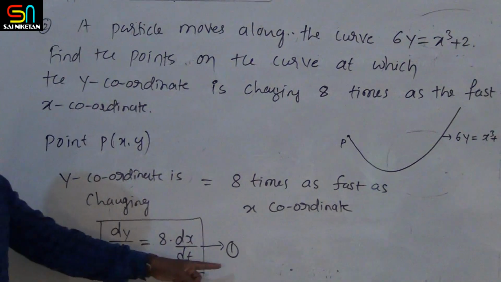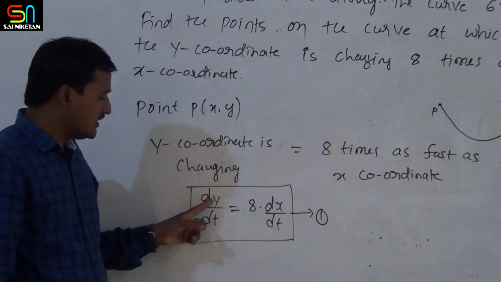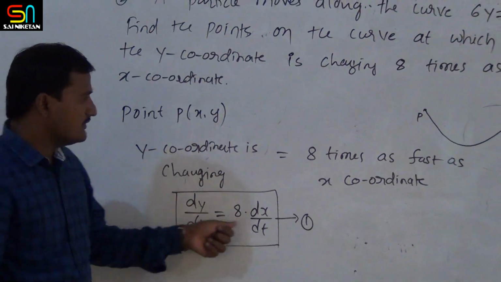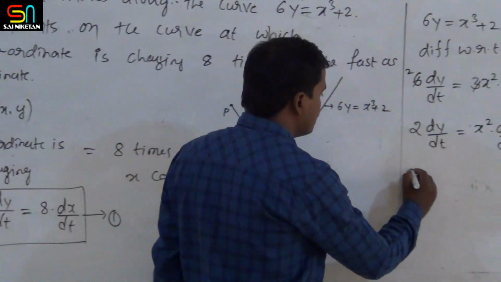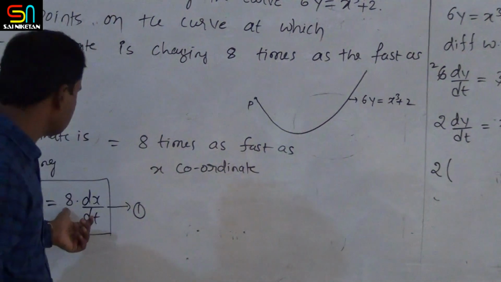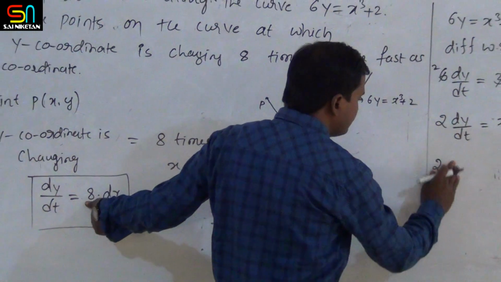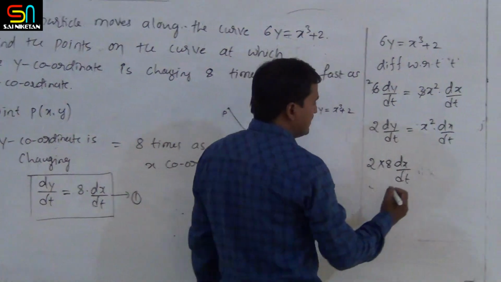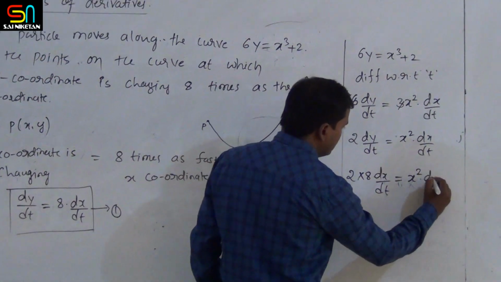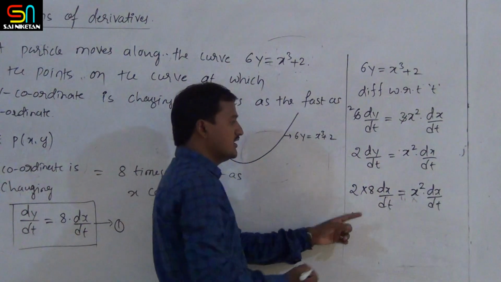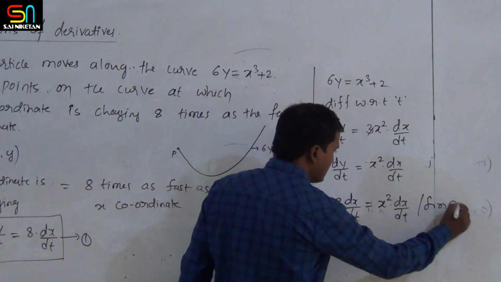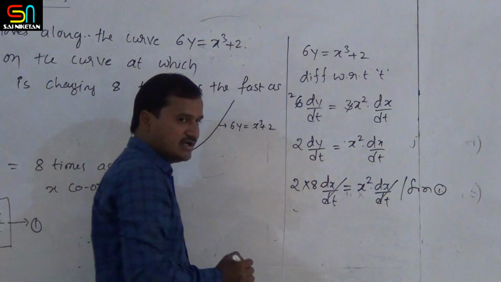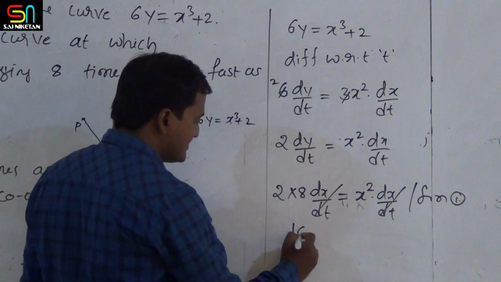So in equation number 1, what is the value of dy by dt? dy by dt is equal to 8 into dx by dt. Now I will substitute the value of dy by dt in this equation. So 2 times dy by dt, which is 8 into dx by dt, is equal to x square into dx by dt. So here we have used equation number 1. Clearly this dx by dt and this dx by dt will get cancelled. 2 into 8 means here it is 16.